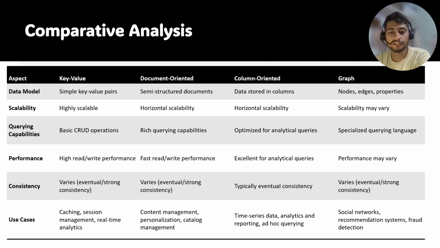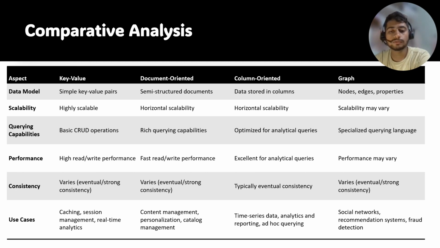Then consistency. Consistency of key value varies, either eventual or strong consistency. Even in document oriented it varies, eventual or strong consistency. In column oriented it is typically eventual consistency. In graph it also varies, either eventual or strong consistency.